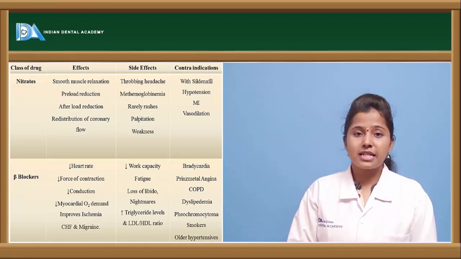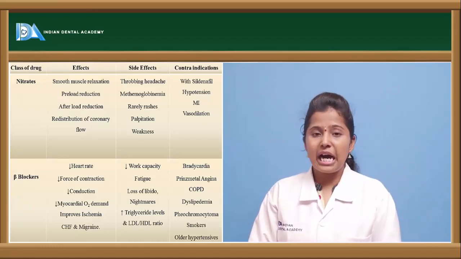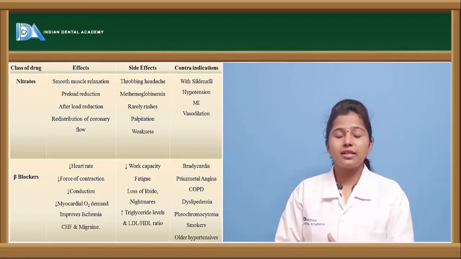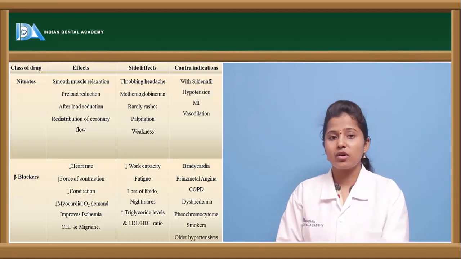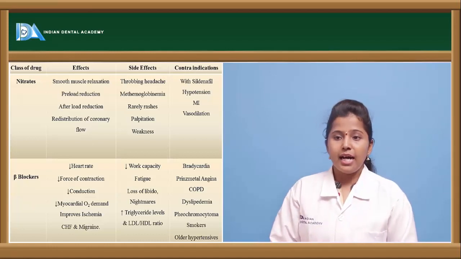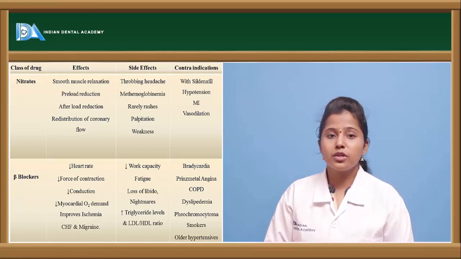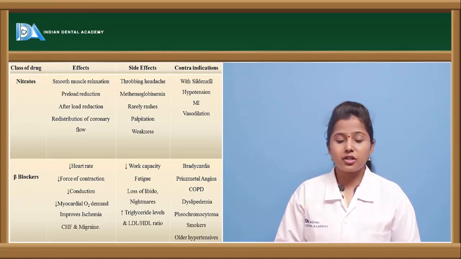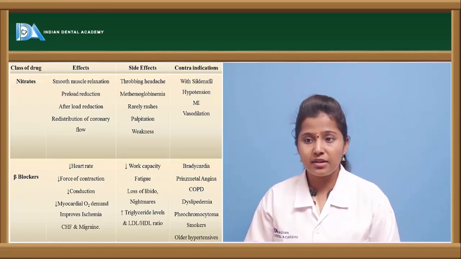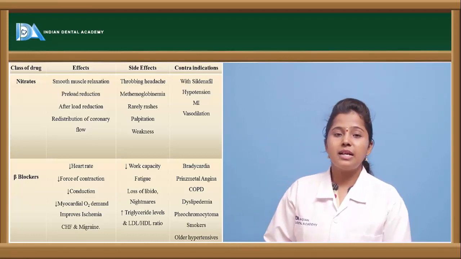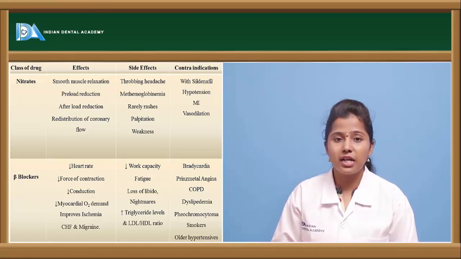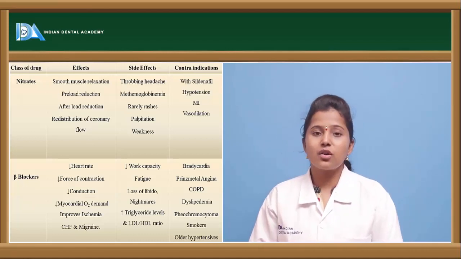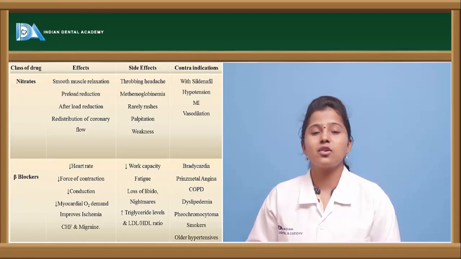When these beta blocking drugs are taken, then there will be decreased heart rate. When there is increased heart rate, and these beta blockers are taken, they will reduce the heart rate. And decreased force of contraction, the force with which the artery gets contracted, that can be reduced. And decreased conduction, the conduction of impulse in the heart, that can be decreased. Decreased myocardial oxygen demand, the demand for oxygen for myocardial tissues can be reduced. That is, increased oxygen supply. When decreased oxygen demand is there, then there will be increased oxygen supply.